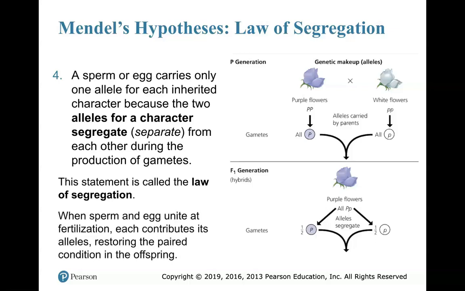Through the process of sexual reproduction, sperm meets egg and fertilization occurs. This is going to contribute to restoring what was one allele in that gamete, now two alleles. We're now restoring the paired condition in the offspring. So now we can see the offspring, the heterozygous flowers from the F1 generation, that diploid nature is now restored. That individual now has two alleles.